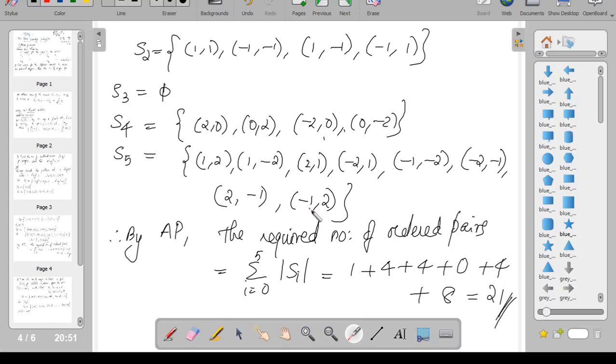Okay. So we have got the number of elements in S0 to S5. So now we can find the number of ways. By the addition principle, take the sum of all these. So the required number will be 1 plus 4 plus 4 plus 0 plus 4 plus 8. That will be equal to 21. So that is the required value.